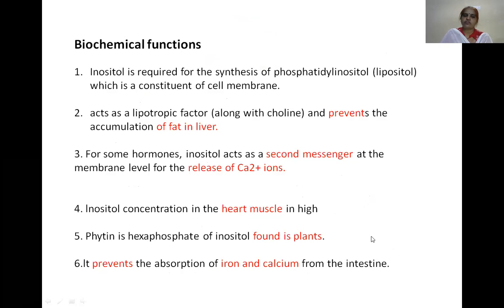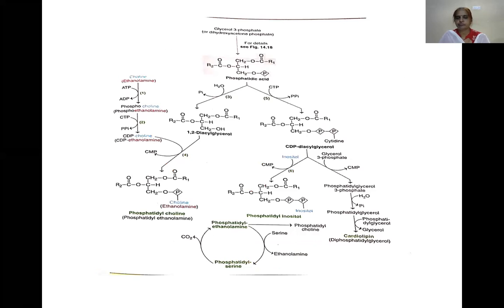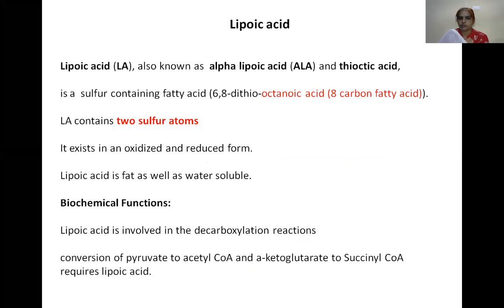The biochemical functions: it acts as a lipotropic factor and removes fat from the liver. It also acts as a second messenger for some hormones and releases calcium ions. It is present in higher concentration in heart muscle, and here it is in the hexaphosphate form of inositol, that is phytin, present in plants, which prevents the absorption of iron and calcium.